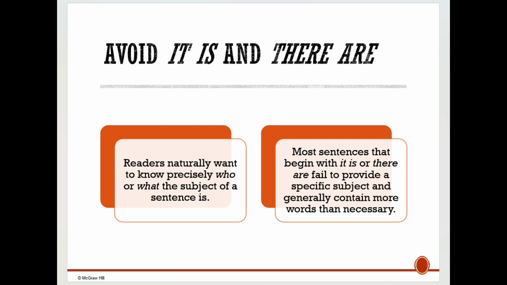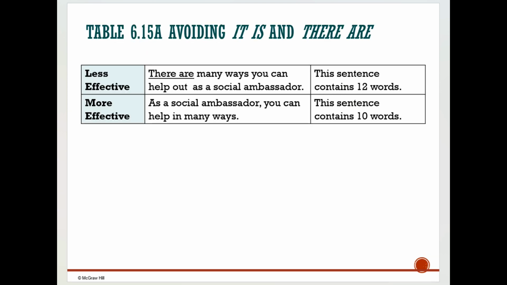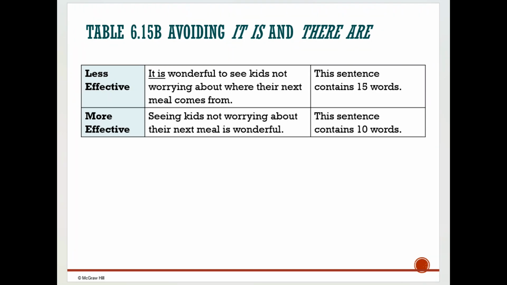Some examples of this look like this. Instead of saying there are many ways you can help out as a social ambassador, just tell them what there are is. So the more effective way to say this sentence would be, as a social ambassador, you can help in many ways. And you can see how we're reducing our words by shifting the sentence and getting to the point.